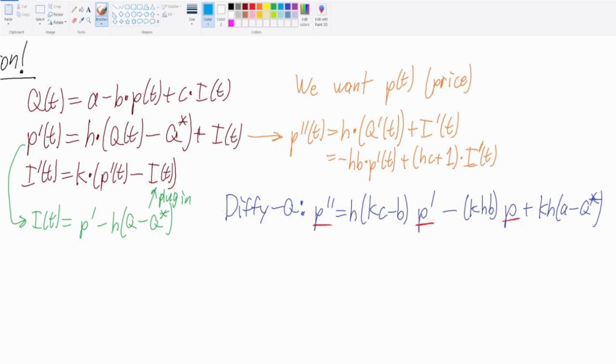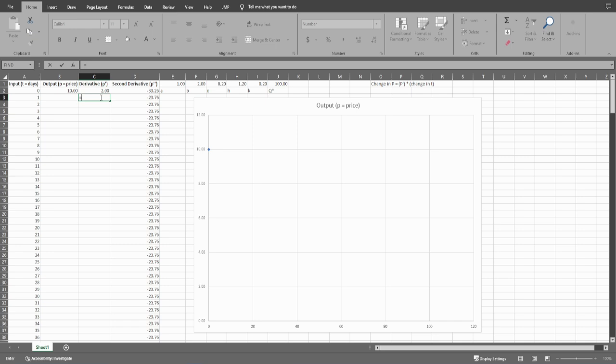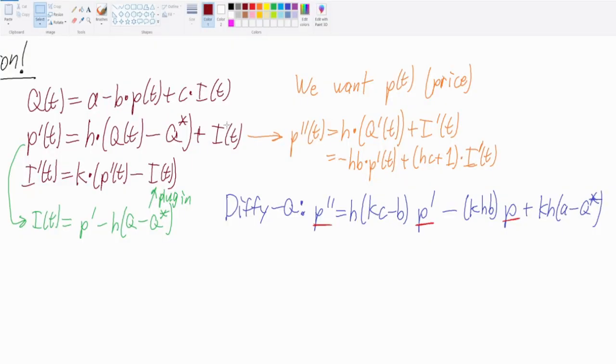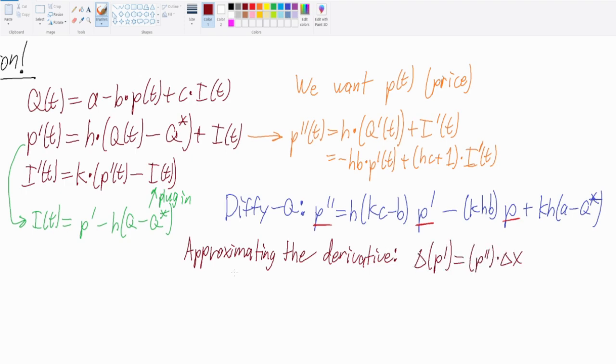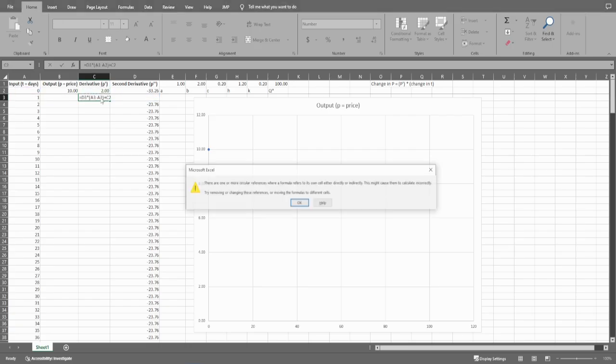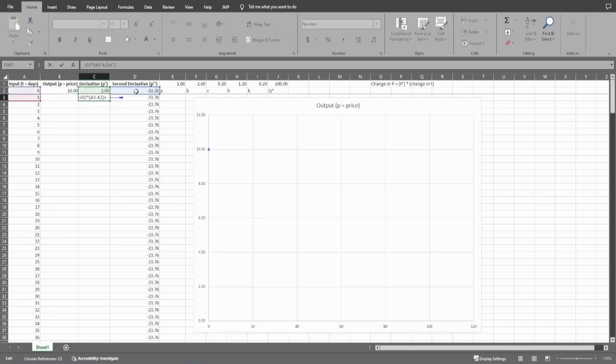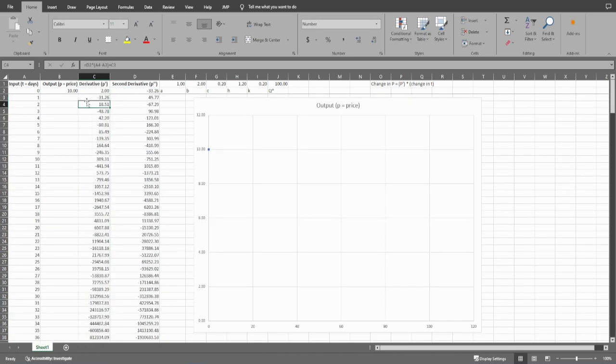So now, how do we deal with this sort of thing in Excel? Well, now we need another column for the second derivative. And that second derivative is going to depend on current output and the first derivative. Now, if we want to approximate the first derivative, we can use a standard setup. After all, the second derivative is nothing more than just the derivative of p prime. So we can use all the same derivative things, just standard things here.